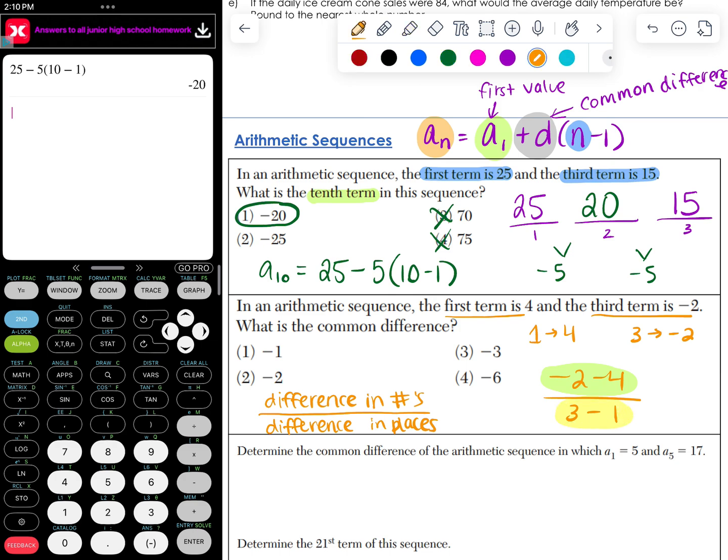We do know that our common difference has to be negative because our numbers are going in decreasing order. So negative 2 minus 4 is negative 6. And 3 minus 1 is 2. When you divide those, you get negative 3. So that's our common difference. The number in between 4 and negative 2 would be a 1 if I'm decreasing by 3 every time.